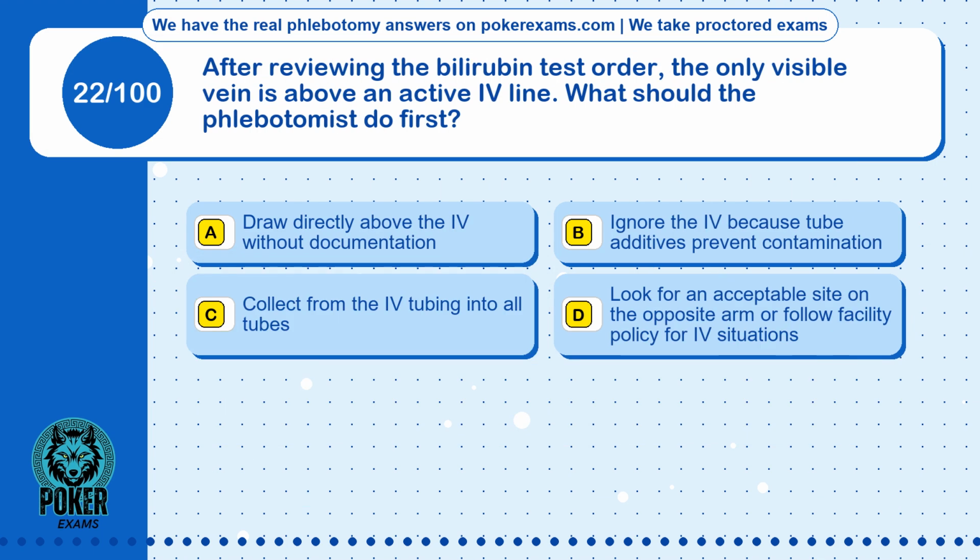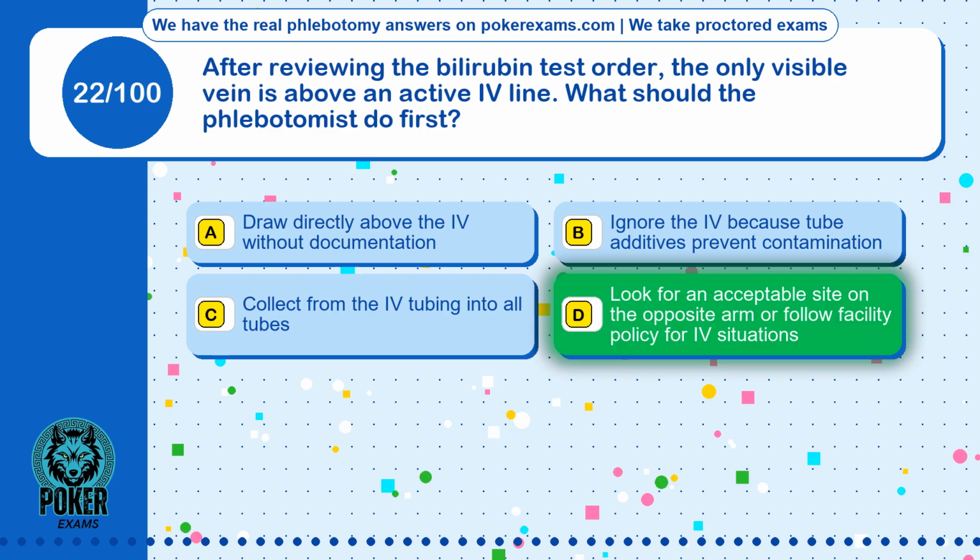Question 22. After reviewing the bilirubin test order, the only visible vein is above an active IV line. What should the phlebotomist do first? Option A, draw directly above the IV without documentation. Option B, ignore the IV because tube additives prevent contamination. Option C, collect from the IV tubing into all tubes. Option D, look for an acceptable site on the opposite arm or follow facility policy for IV situations.